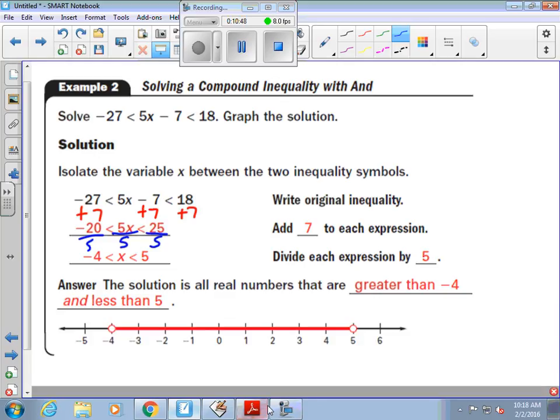So the solution to this is all real numbers that are greater than negative 4, and anytime you have x in the middle like this, it'll be "and" less than 5. When you graph inequalities, if there's an overlapping area, it's going to be an "and" inequality most of the time. The graph will look like this: greater than negative 4 and less than 5.